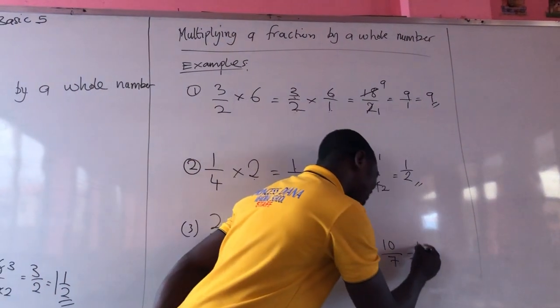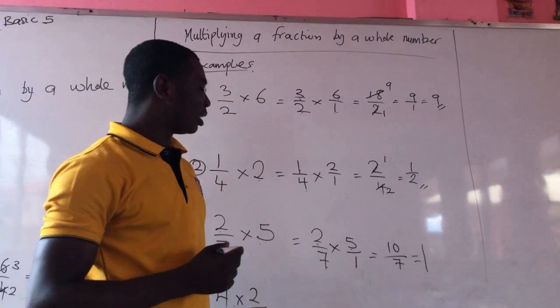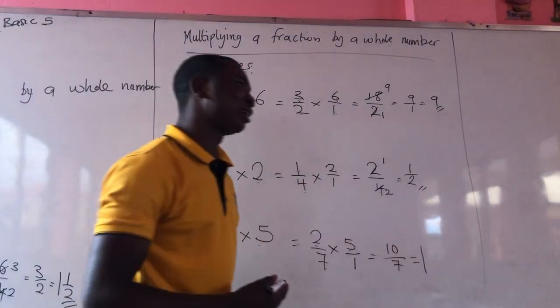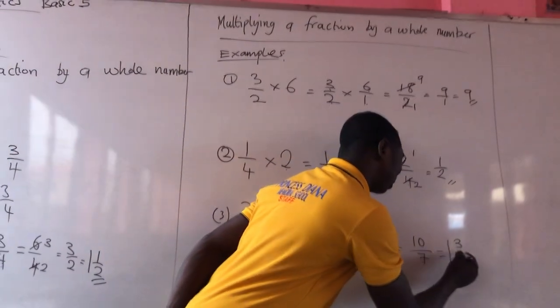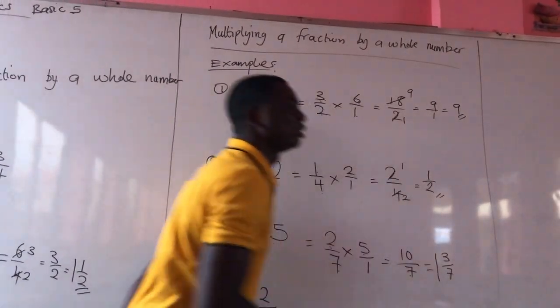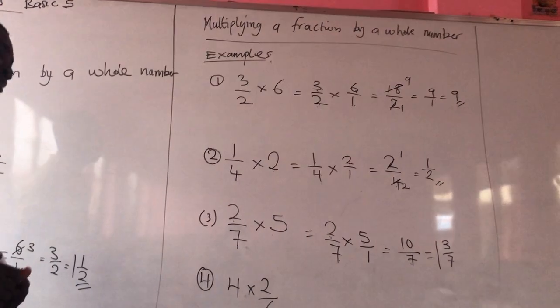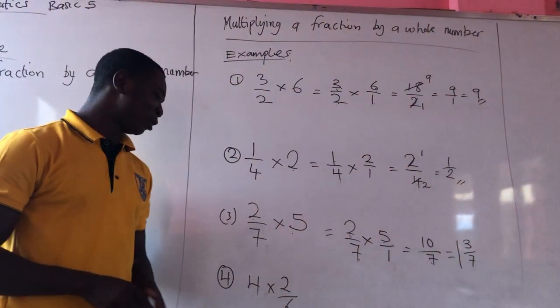1 time. What will be the remainder? It will be 3 out of the denominator we are having, which is 7. So this is our mixed fraction for that. I hope you can do this.